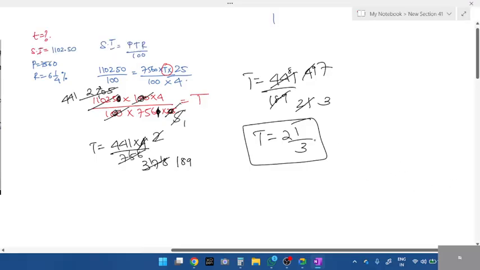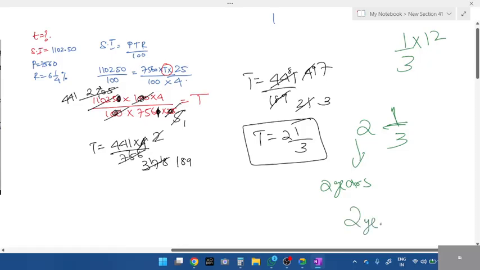Look here. 2 1 by 3. In 2 1 by 3, this 2 stands for 2 years. This 1 by 3, students, what do you do? Multiply into 12. When you multiply into 12, what do you get? See, 2 1 by 3 is in years, right? Both are in years. Keep 2 as it is, 2 years.